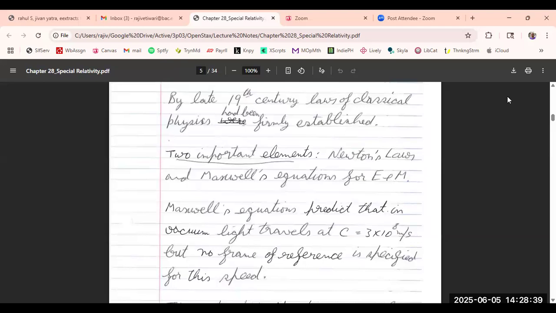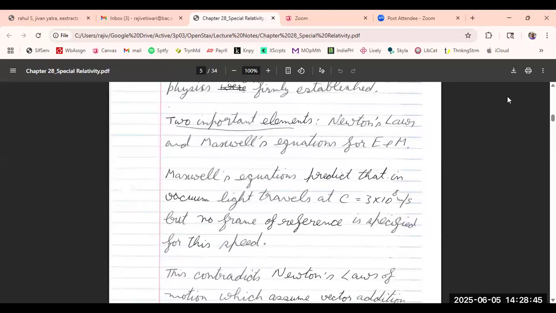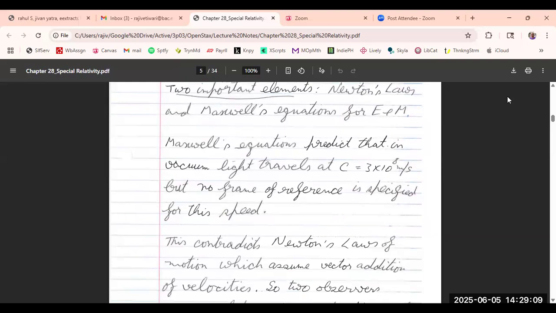The second postulate basically has to do with light. Now, you'll recall from the end of second semester that Maxwell's equations predicted the existence of electromagnetic waves, including light, and that light travels at 3 times 10⁸ meters per second. Now, Maxwell did not specify a frame of reference for this speed, and we know how different frames of reference can result in different speed measurements.